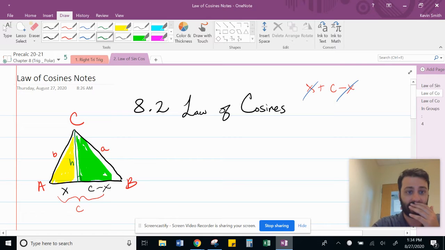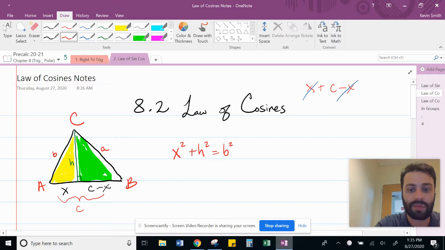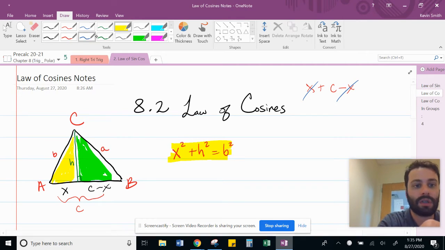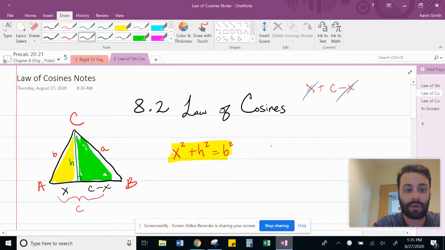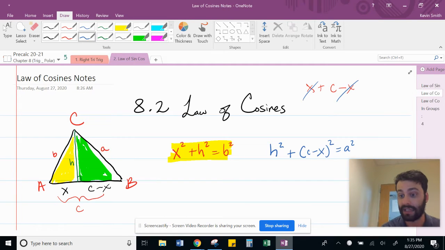And I'm going to call this altitude H. Looking at the yellow triangle, I'm going to do the Pythagorean theorem, and I will get x squared plus h squared equals b squared. This is from the yellow triangle. From the green triangle, I'll do the Pythagorean theorem again, and I will get h squared plus c minus x squared equals a squared. Similar to the law of sines, we're going to get rid of this h value in there.